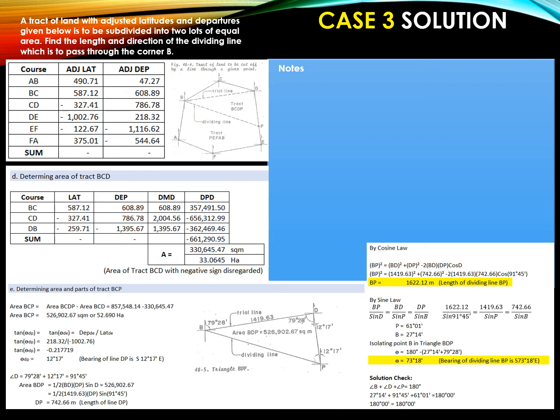Okay, this one, determining the area of the tract BCD. Given this BD, we can now get the area of the first lot, CBD or tract BCD. So BC, CD are given, from here. And DP, which is the closing trial line we computed earlier, I just put the latitude and departure, and I got this from the area.